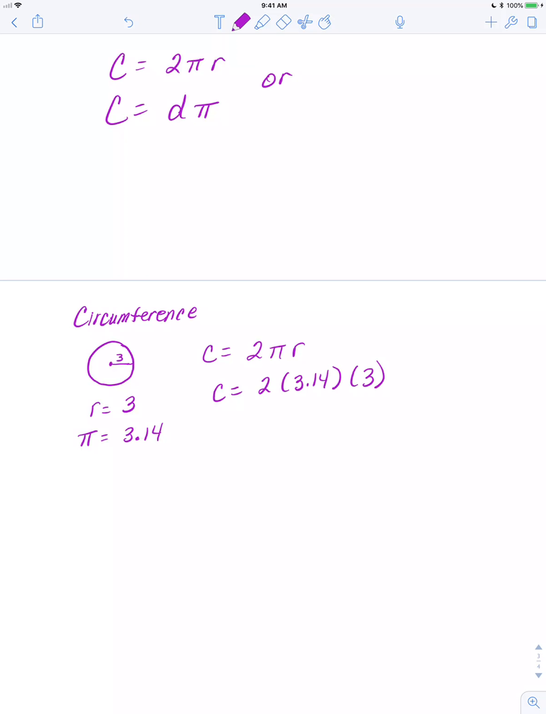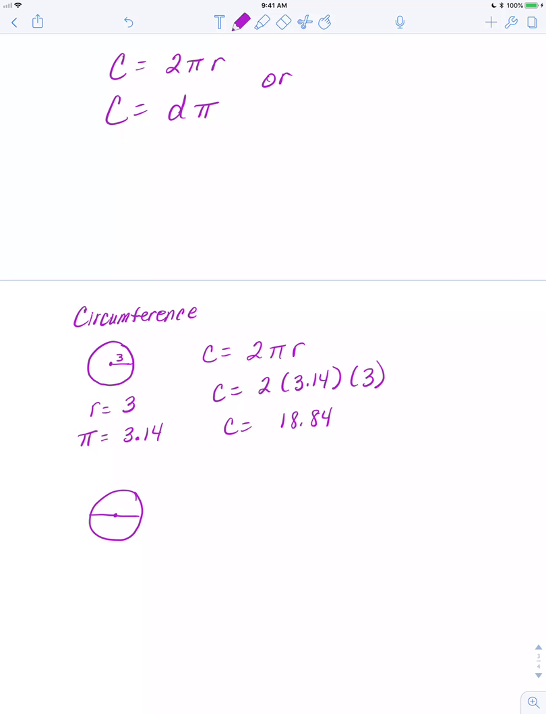So you might want to look at that and say, well, 2 times 3 is 6, and then 6 times 3.14. You can go in order. Either one is fine. And when I multiplied all that together, I got 18.84.